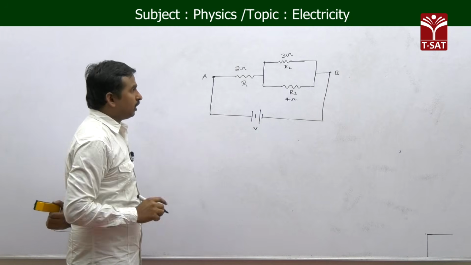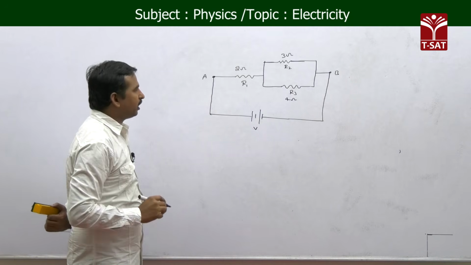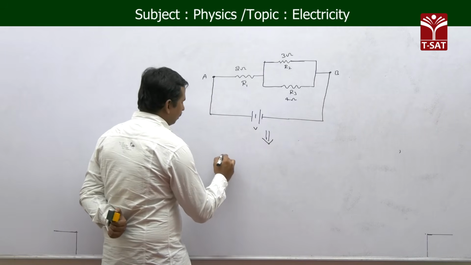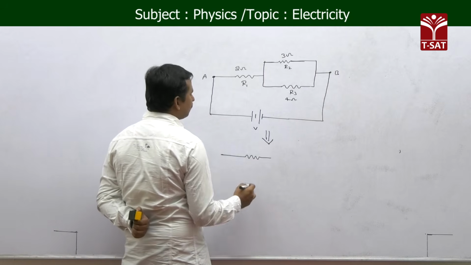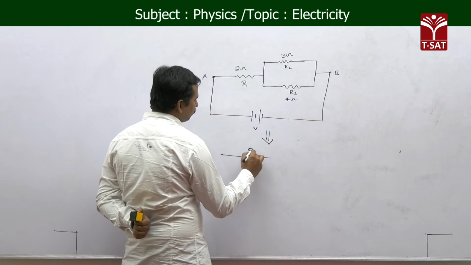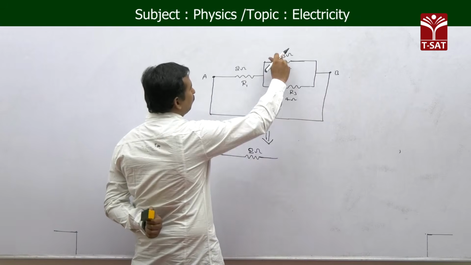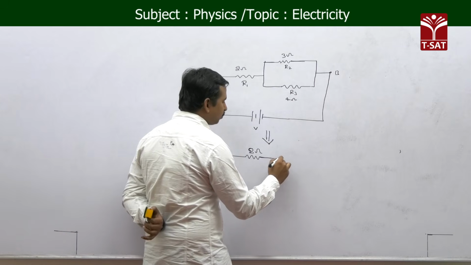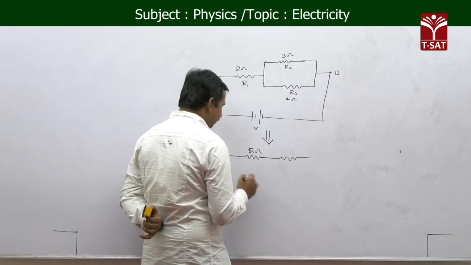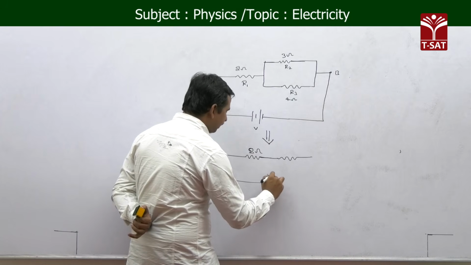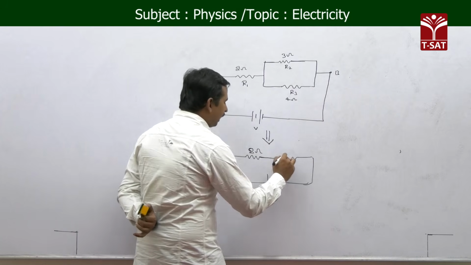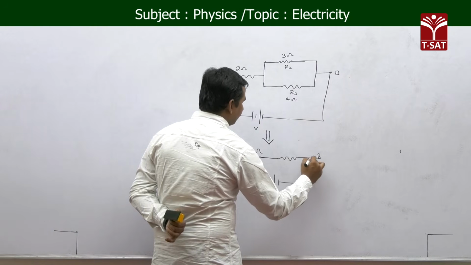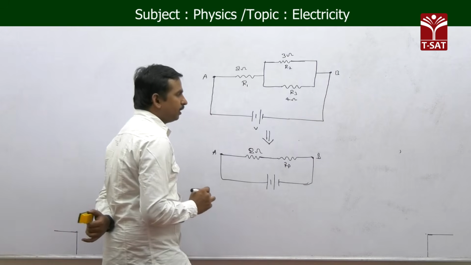Then at first, as R2 and R3 are in parallel, we can change the connection like this. Between A and B, R1 is present, which is 2 ohms, and then 3 ohms and 4 ohms, as these two are in a parallel connection. After that, again we have the battery, and this value we are now finding, let it be Rp when they are in parallel.